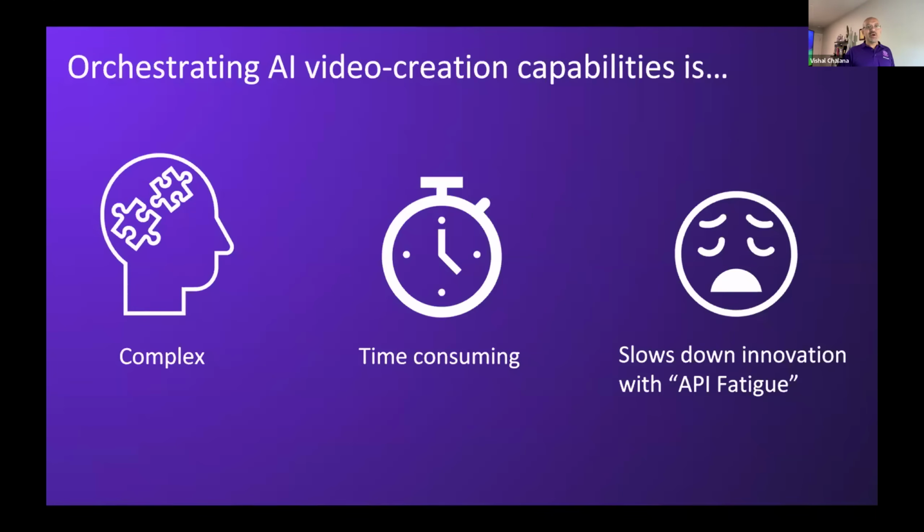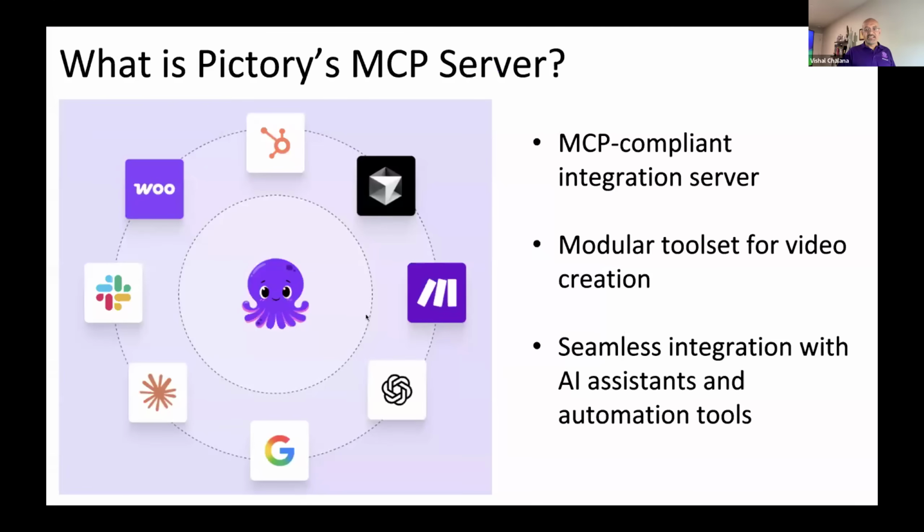So moving forward, that's where we are introducing Pictory's MCP server. Mark, if you could go to the next slide. Yeah, so we are introducing Pictory's MCP server. Most of you probably know what MCP is. It's the Model Context Protocol. It's a standard that has been evolving, which exposes capabilities or context over to large language models.